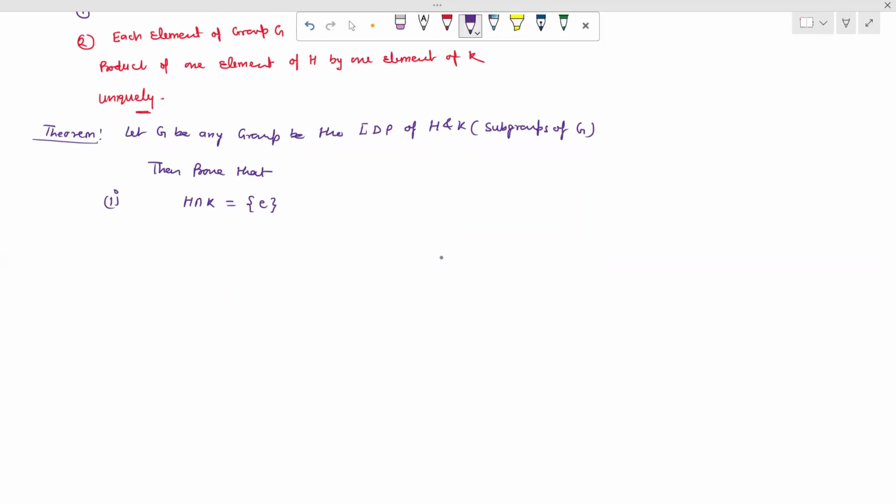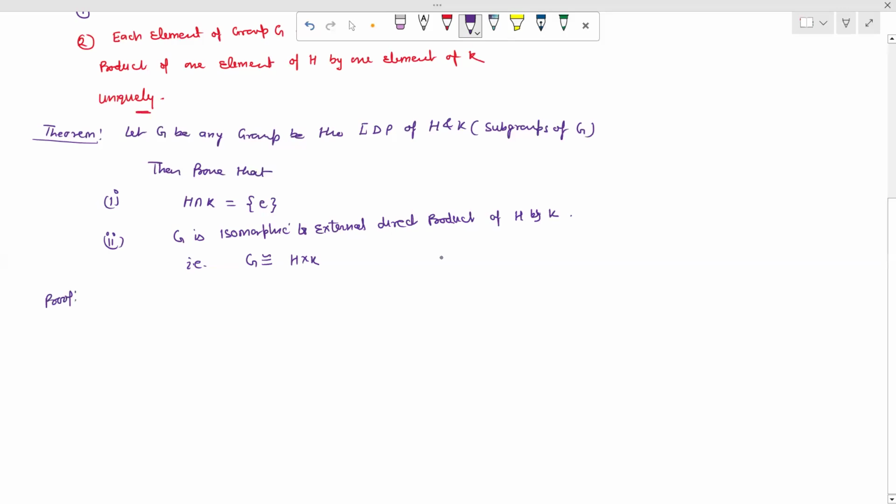Second part, G is isomorphic to the external direct product of H and K, which we can write as H by K. That is, G is isomorphic to H by K. So now we shall prove this.